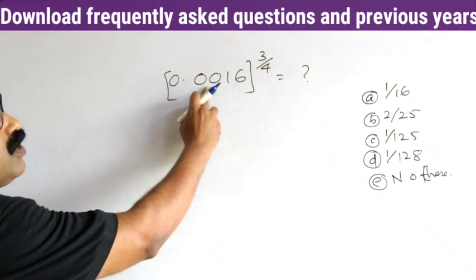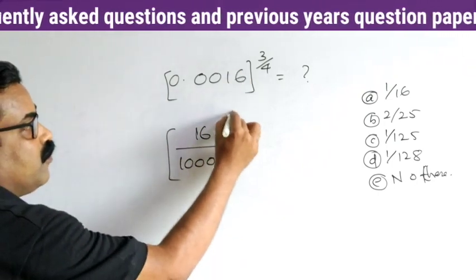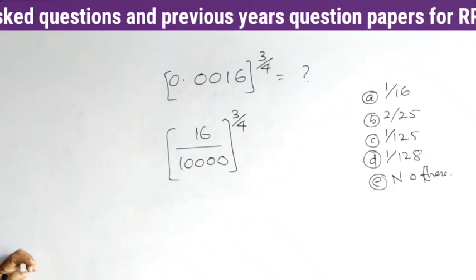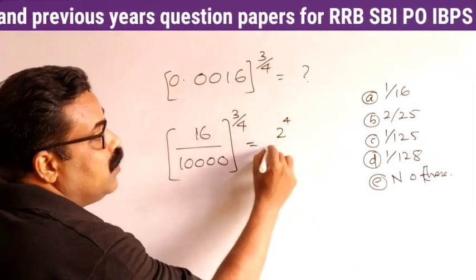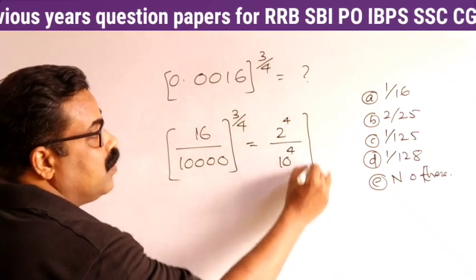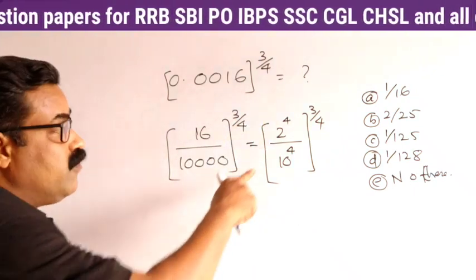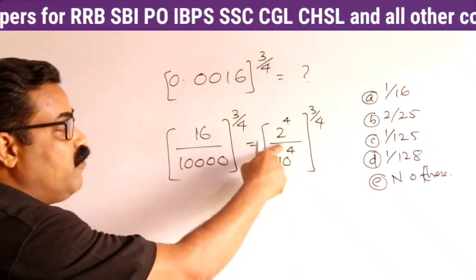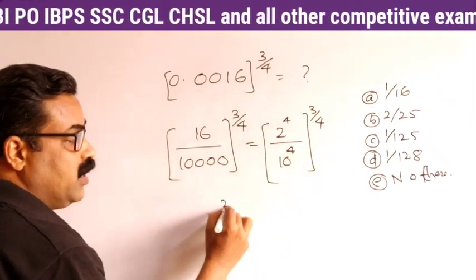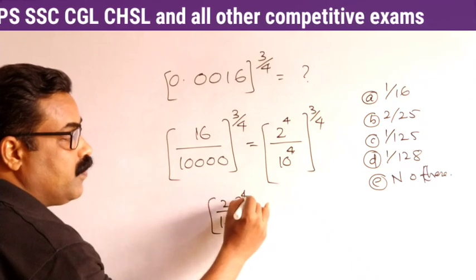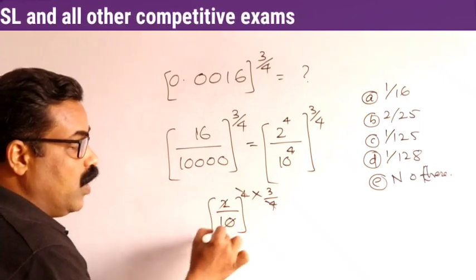Simply write 0.0016 can be written as 16 by 10,000 power 3 by 4. Now again I told you, if this is the number 4, we have to express this in terms of powers of 4. So I can write it as 2 power 4 by 10 power 4, power 3 by 4. 16 is 2 power 4, 2 into 2 into 2 into 2. 4 times when you multiply 2, you will get 16. 10 power 4, 1, 2, 3, 4 zeros. So here I can take this 4 common. So I'll get 2 by 10 power 4 into 3 by 4. Cancel this 4 and 4. 2 by 10, I will get 1 by 5.